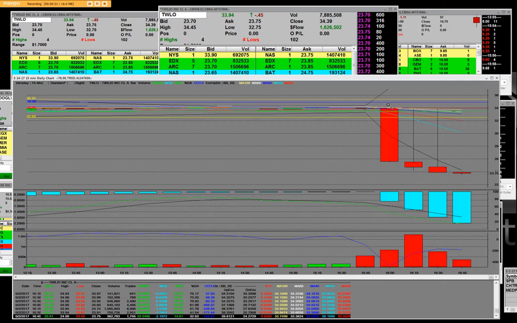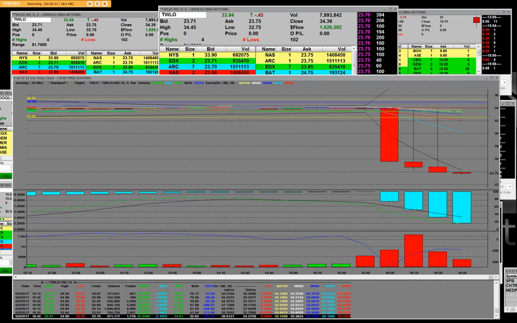And not only that, you can see the 15-minute drop in prices right here. They missed their earnings big time. And we have 7.8 million shares that are being traded right now on TWLO in the after-hours market. And there were a lot of bulls on this trade.